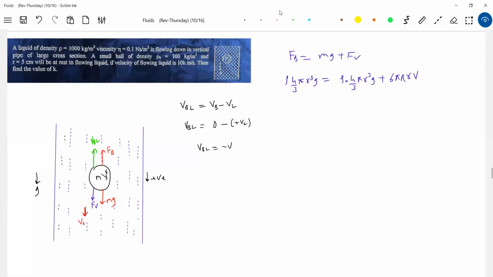Stick to the basics. Don't mess up things. I'll think like this: I'll predict the velocity of ball with respect to liquid, then the force exerted by the liquid on the ball is opposite to the relative velocity of ball with respect to liquid. Answer given is 5, you have to check it.